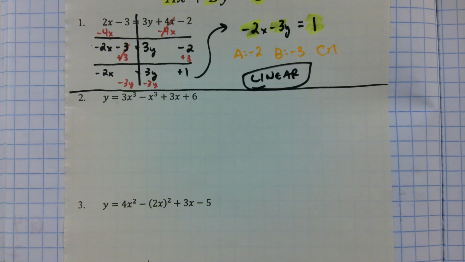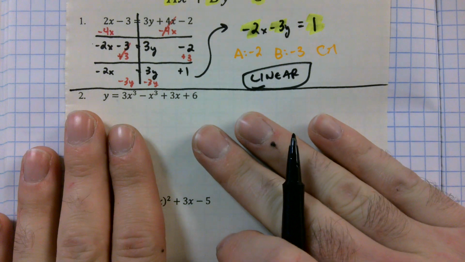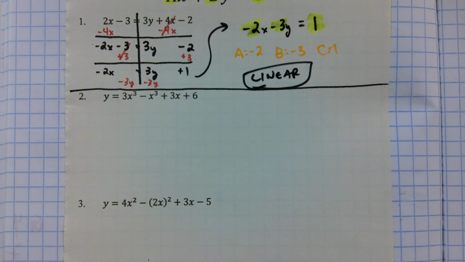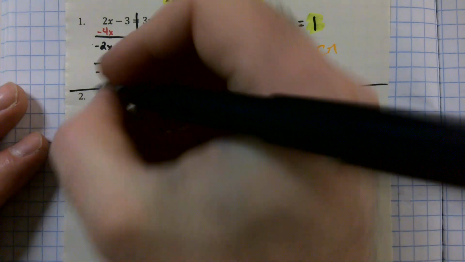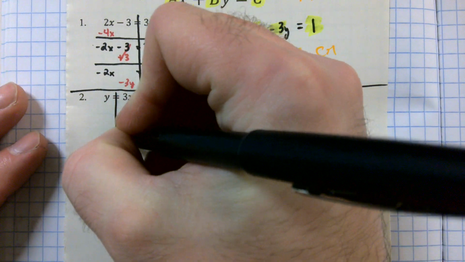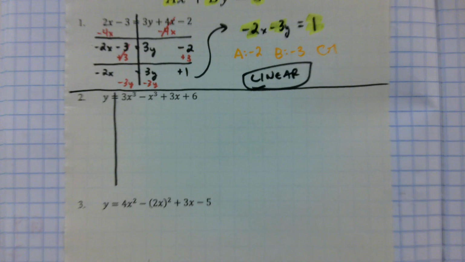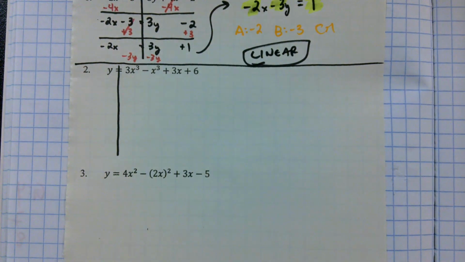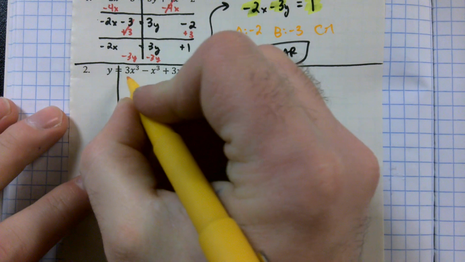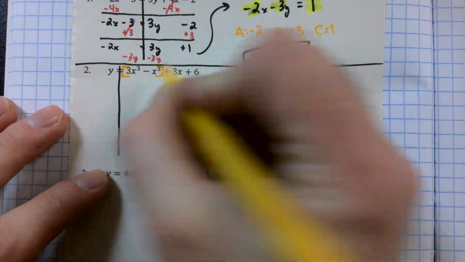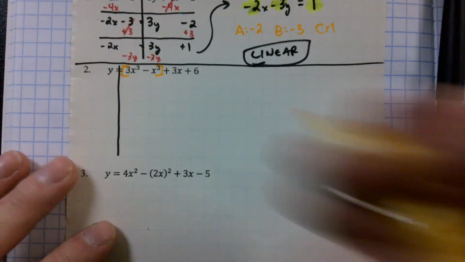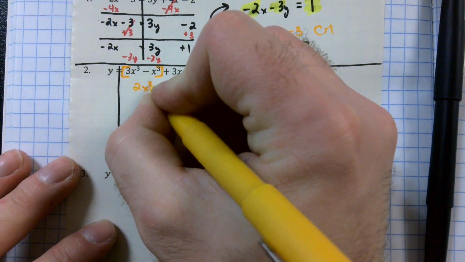But again, we're not just going to judge this equation just by looking at it. We've got to do a little bit of work first, and you'll see why when we get to number 3. I'm going to split my equal sign for number 2. Are there any like terms I can combine on the right-hand side? Yes. What can I combine? 3x cubed minus x cubed. What would that give me? 2x cubed.